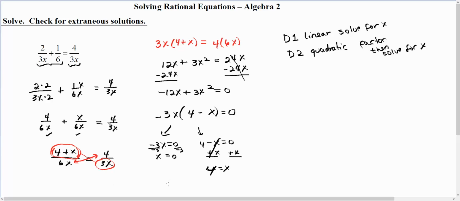So I have both of these choices as my solutions, right? But I have to check it against the excluded values. And the excluded values come from the 3x. Let's see, 3x equals 0. That means x equals 0 is an excluded value. That means this one's not an acceptable solution. And that means the only solution is this one, x equals 4.